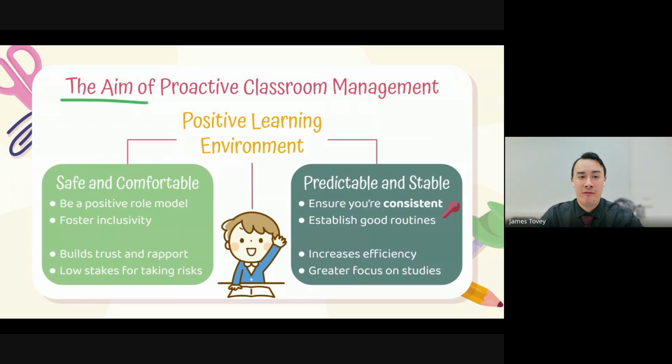So the aim of proactive classroom management, you could say, is to have a positive learning environment for the students and, for the teacher who's within that environment, creating that and sustaining that environment. So first of all, you want the students to feel safe and comfortable in that environment, right? We want to be very positive in that sense. So you need to be a positive role model for that, okay? We'll talk more about that coming up.